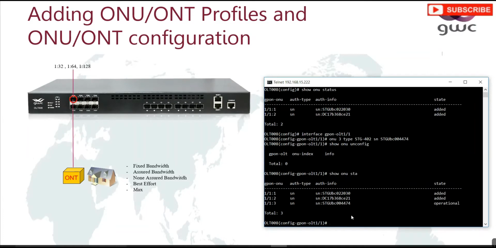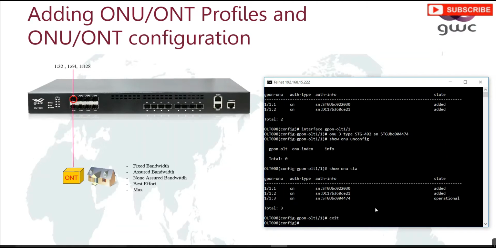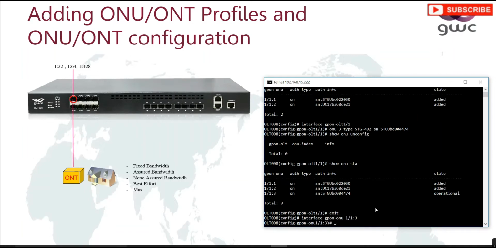If the ONU status is operational, we can create an interface for the ONU. For this we will create a GPON interface and add the configuration inside that interface. Let's create that interface by entering interface GPON ONU 1/1 and index number 3 and hit enter. Now we have already created the interface. Let's name it ONU 3 by adding the command name ONU number 3 and hit enter.